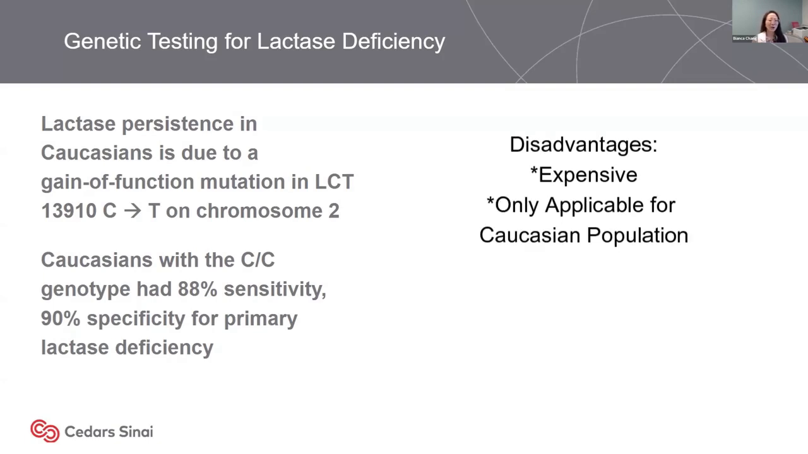A lot of disadvantages though. One, it's fairly expensive. Genetic testing hasn't reached the stage where it's inexpensive. And I think most importantly, it's really only applicable for the Caucasian population.